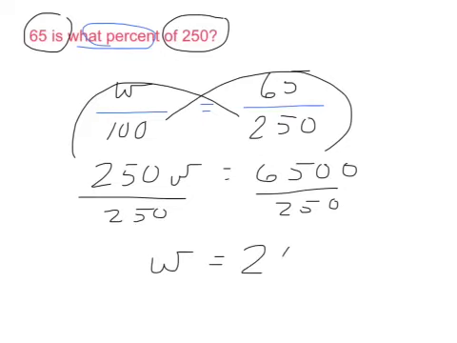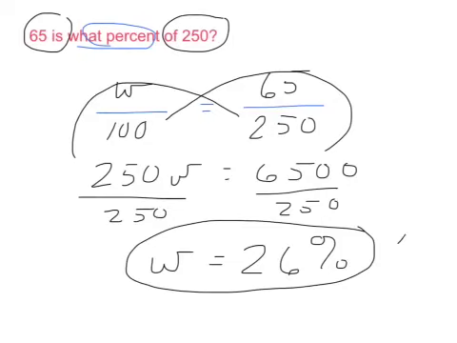W is equal to 26%. And again, does that make sense? 26% is fairly close to 25%, which is a quarter. 65 into 250 goes about 4 times. That does make sense.